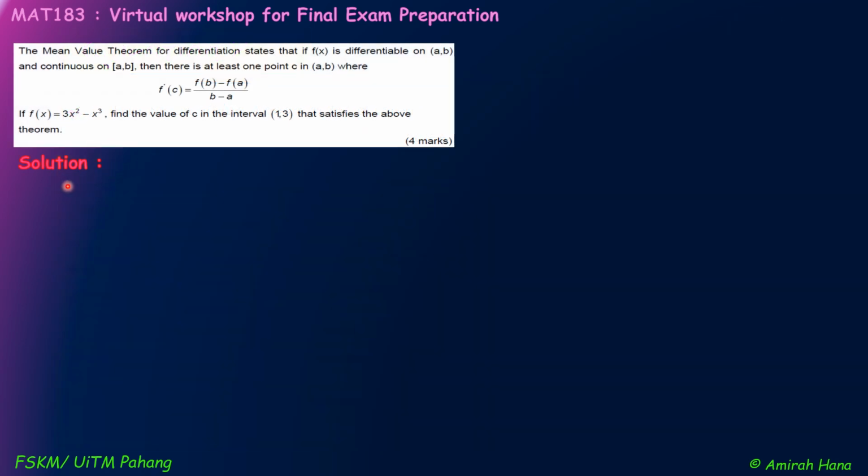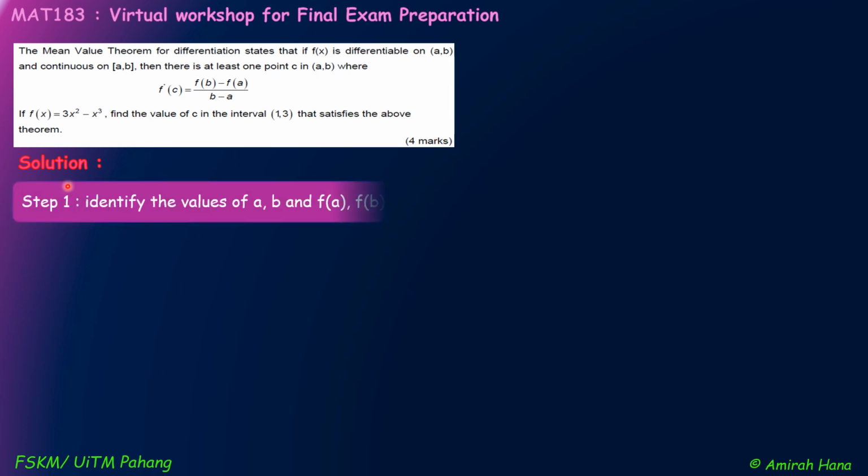Okay, next we look at the solution. To solve this question, first step, we need to identify the values of a, b, f(a) and f(b). From here, a equals 1, so we write here, a equals 1. And then from here, b equals 3, so we write here, b equals 3.